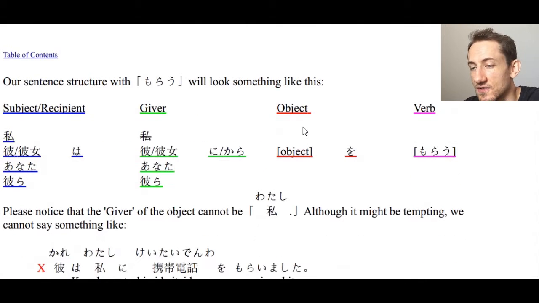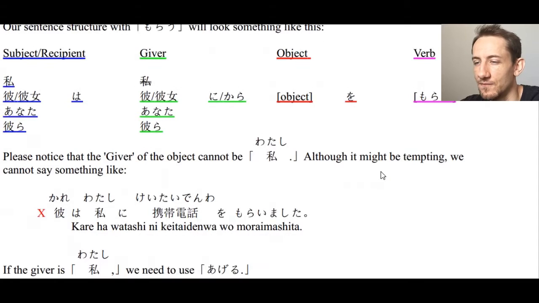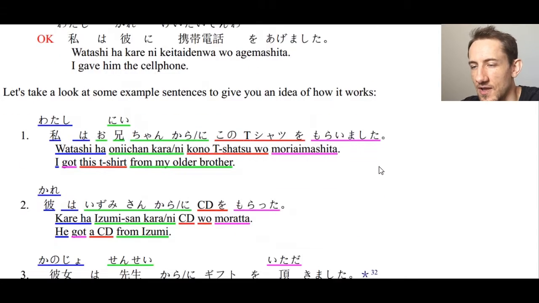Okay, so our sentences will be just like before. The subject will be in blue, and of course the subject is the recipient, the giver in green, the object in red, and the verb morau and its conjugations in purple. Okay, so let's see. Here we have some example sentences.